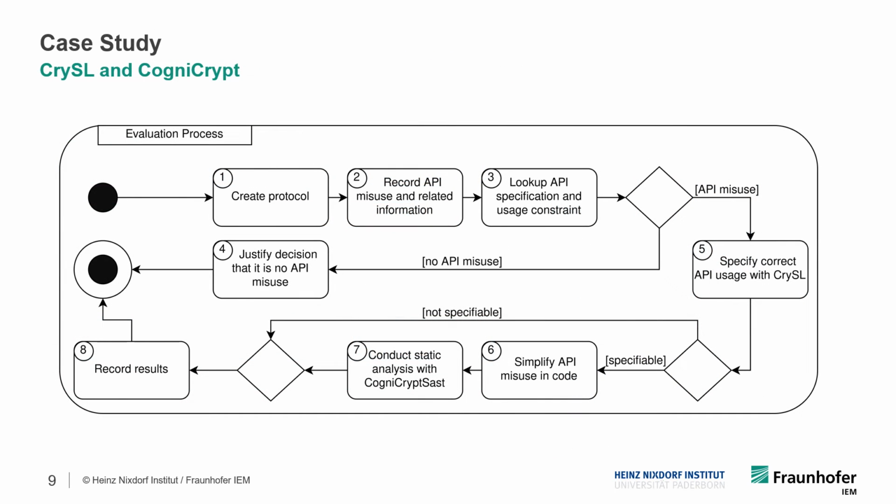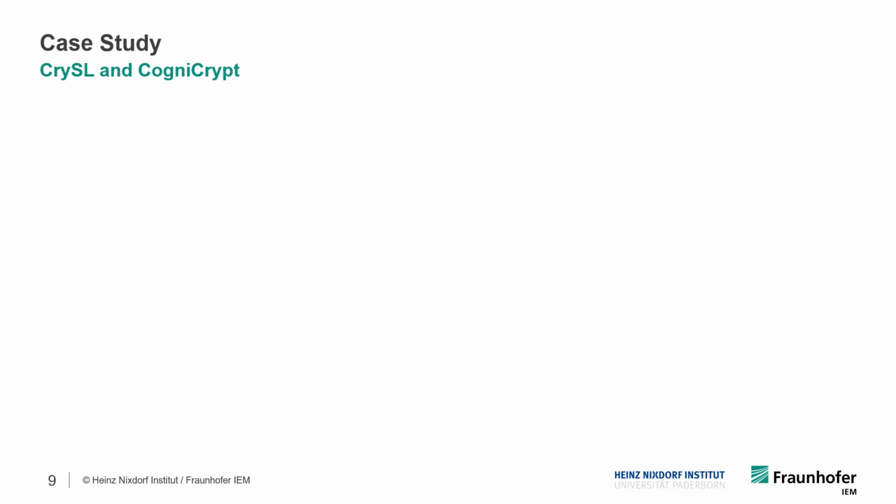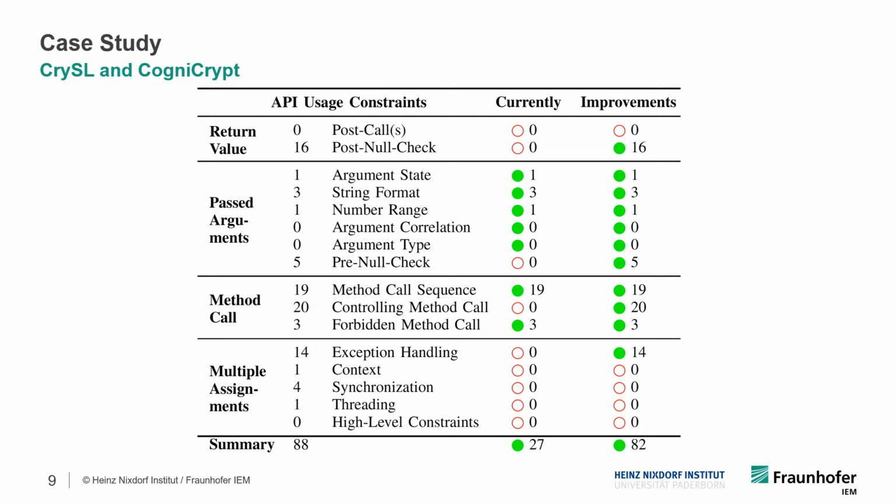For the evaluation, we used the predefined process that you can see in the activity diagram here, where we also protocoled all of our results. You can see our total results in the table. The currently column shows that overall 27 of the 88 misuse examples are specifiable with Crystal in the version of our experiment.